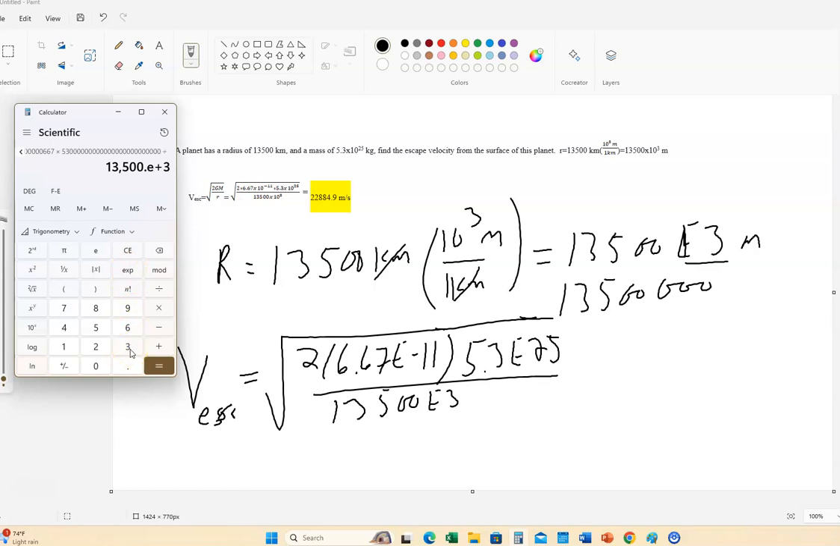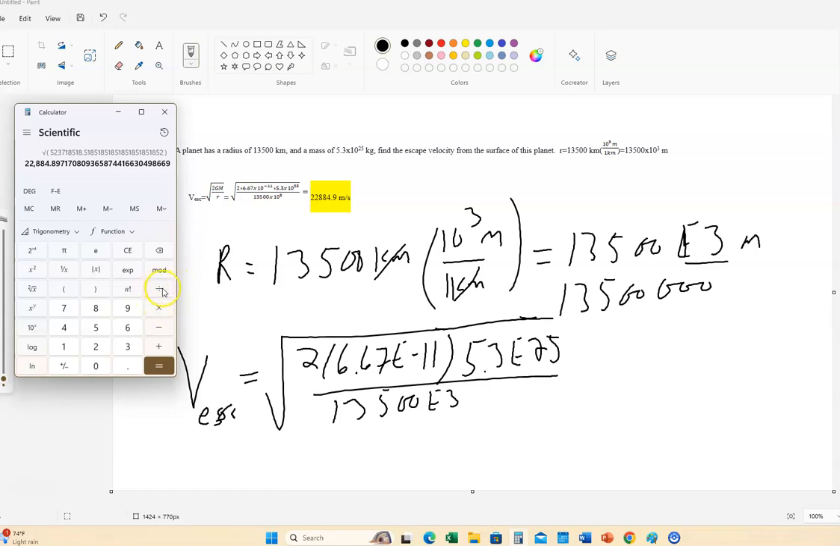EXP 3. All right, so it's the same thing. Remember, this is not the answer. We're going to have to take the square root of this. So we do that, and then we take the square root. The square root comes out to be 22,884.9 roughly, because if you round it to one place past the decimal, that's in meters per second.